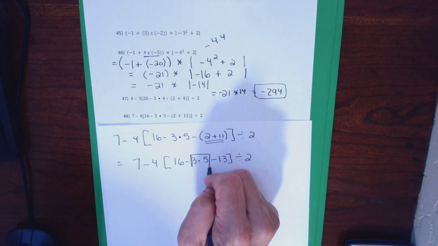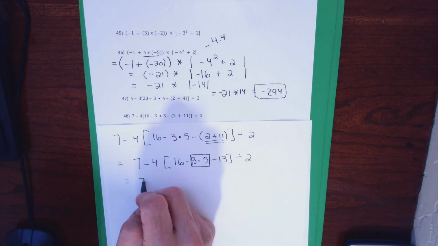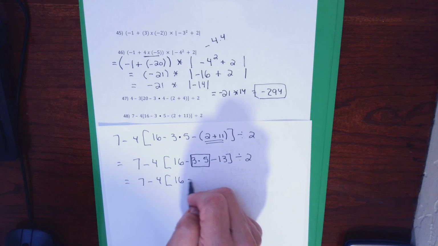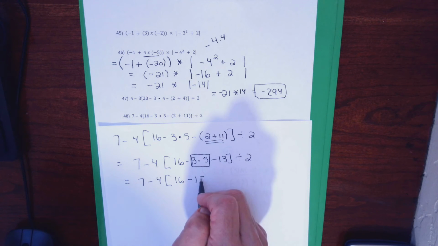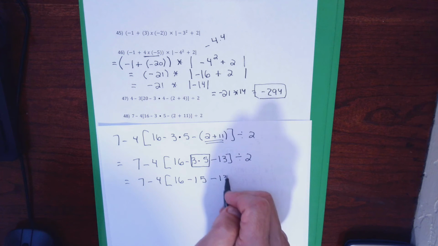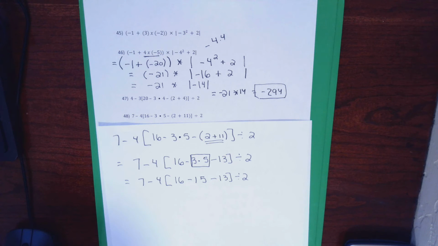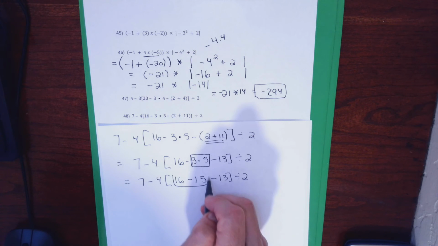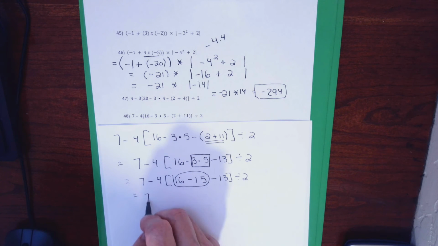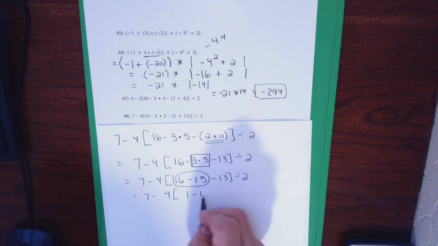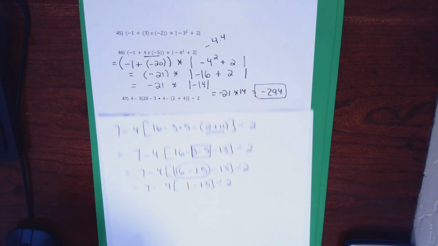I need to do the multiplication inside the bracket before either of the subtractions. So I'm going to do 3 times 5, bring down the 16, bring down the minus sign, bring down the minus 13, but in place of the 3 times 5, I'm going to put 15. Now I have the bracket down to 3 numbers, and it's all subtraction. So inside my bracket, I'm going to do the left to right now, the subtracting. 16 minus 15 is 1. Still don't even have my bracket, which is a parentheses, down to a single number.